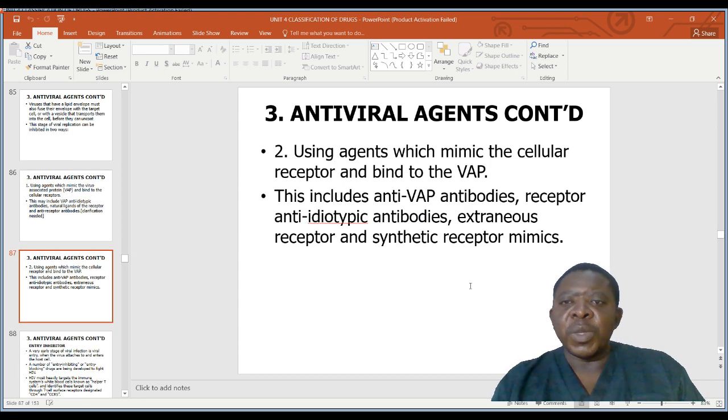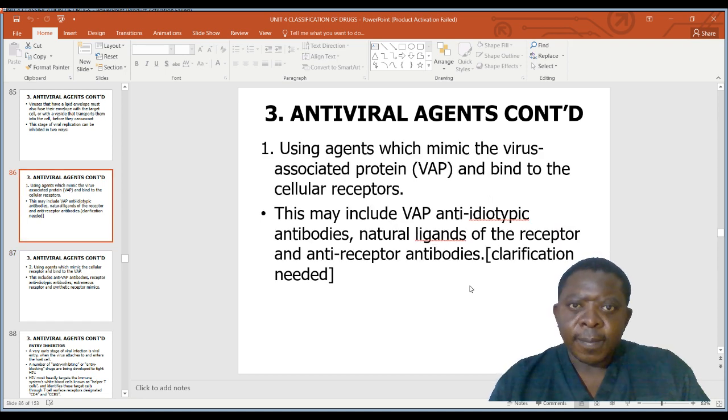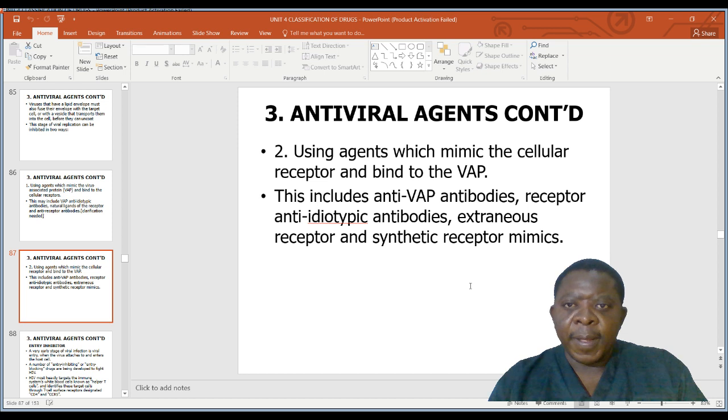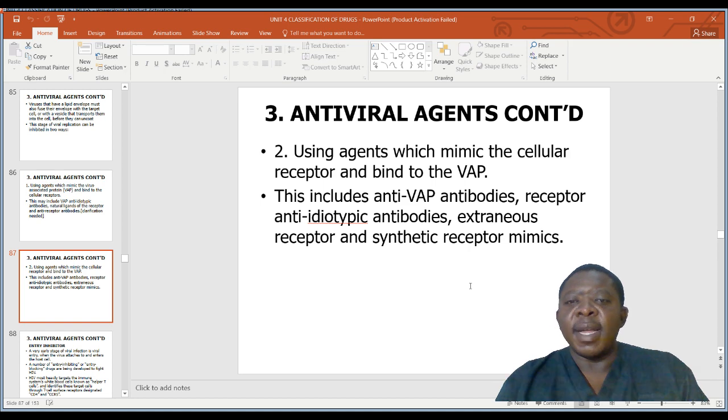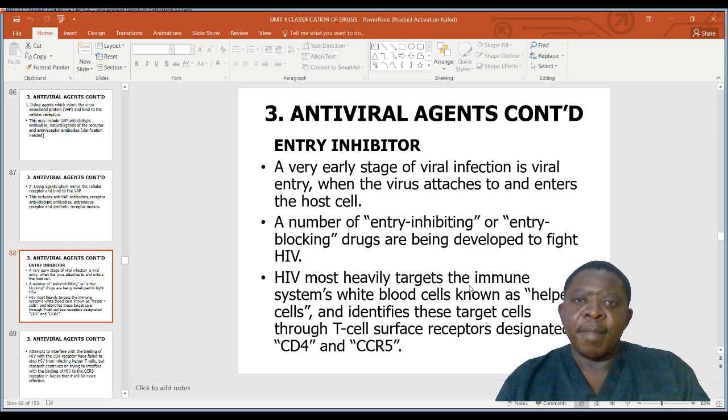Second, using agents which mimic the cellular receptor and bind to the viral associated proteins. So this includes antiviral-associated protein antibodies, anti-idiotypic antibodies, or extraneous receptor and the synthetic receptor mimics.